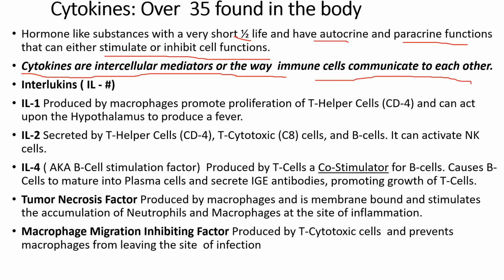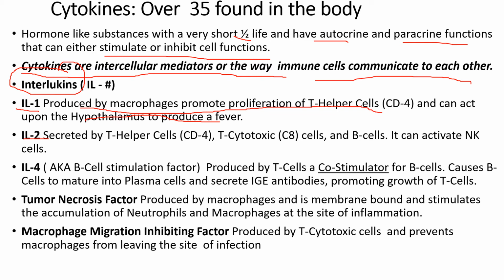You can abbreviate the interleukins, which are a type of immune cytokine, and sometimes you number them IL. So you can have IL and a number. And the numerical number was based upon when they were originally discovered. So I'll give you an example. Interleukin 1 is produced by macrophages and promotes proliferation of T helper cells. It can also act on the hypothalamus to induce fever.